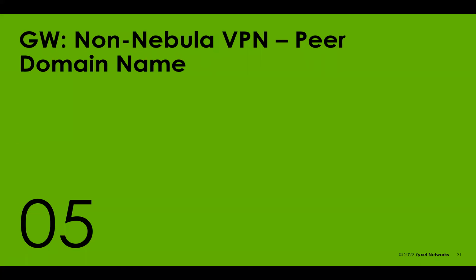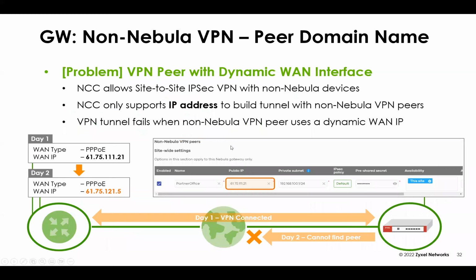Now let's talk about the non-Nebula VPN peer domain name. What we mean by a non-Nebula VPN is a device that is not a Nebula device that's being connected to on a VPN. So this means we're connecting up our firewall to a third-party gateway that supports IPsec VPN. However, if they're not in Nebula, they may have a public IP address with a dynamic LAN interface.